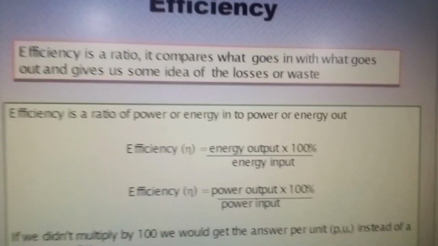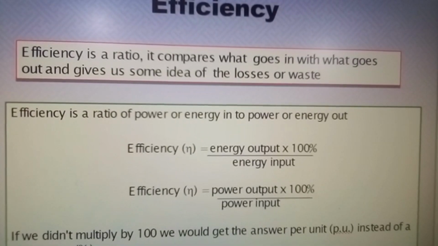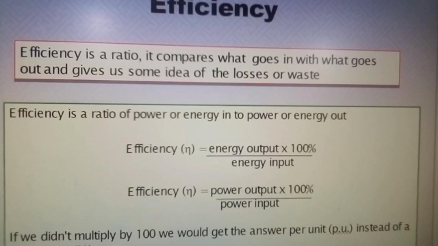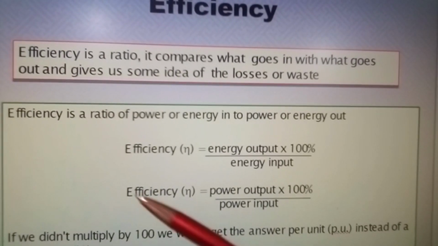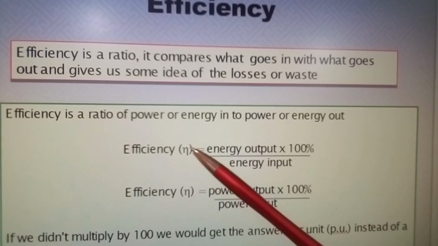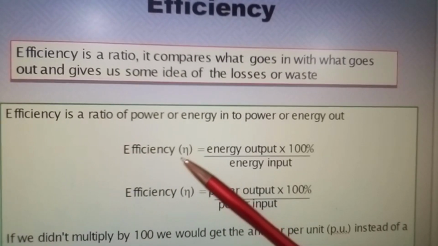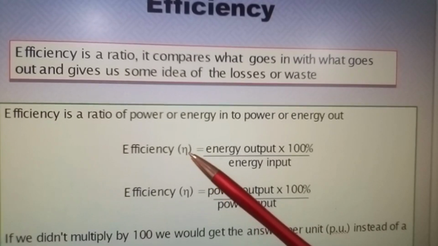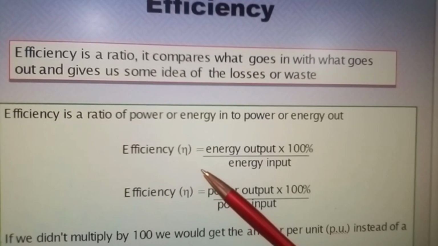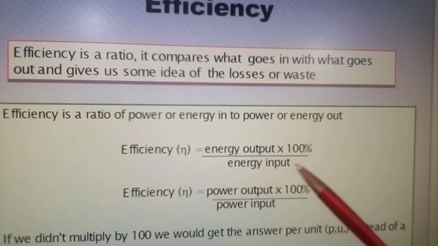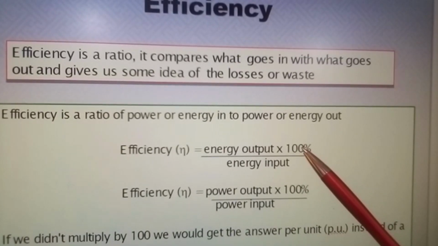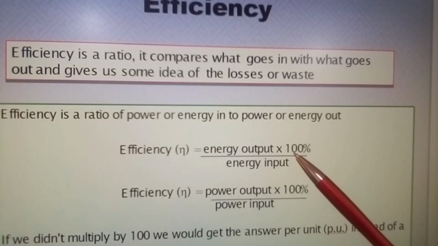Now, efficiency is the ratio of power or energy in to power or energy out, and this is your efficiency formula. Remember that symbol. I call it a little n, equals energy out over energy in, times 100, because you're dealing with percentage in regards to efficiency.